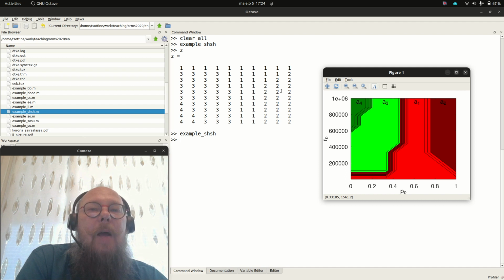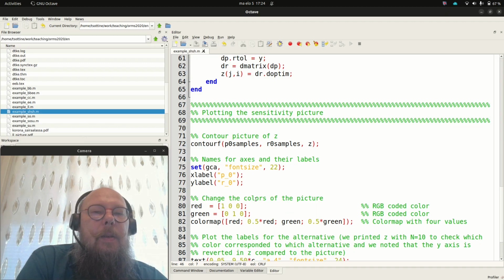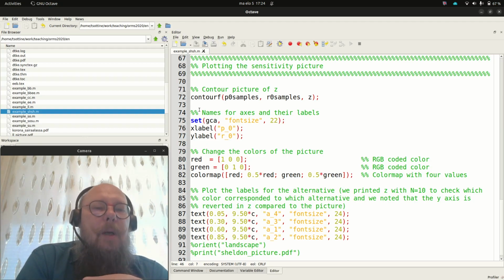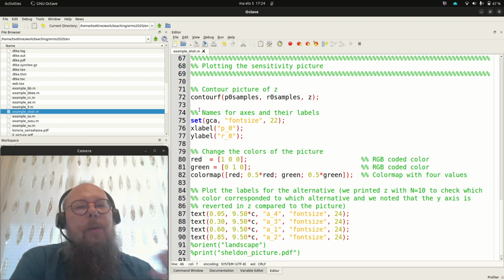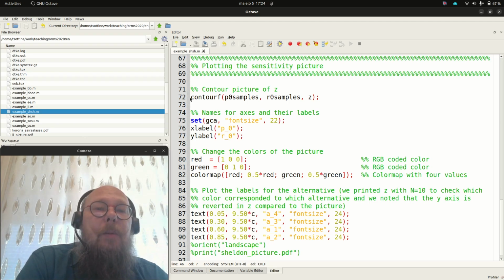Nevertheless, now we have this Z, and the question is how from Z, this matrix, we get this picture. This is what happens next in the code, and this is the plotting of the sensitivity picture. It's very easy to have some kind of plot, but then we want the plot to look nice, so there are a lot of other things we have to say. But in principle, this is what does the plot.